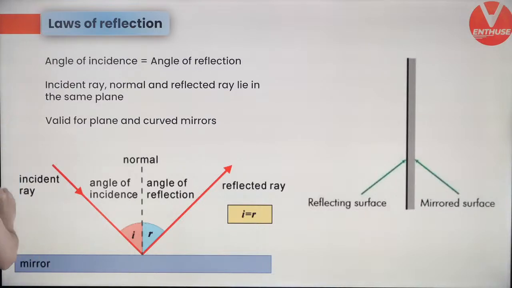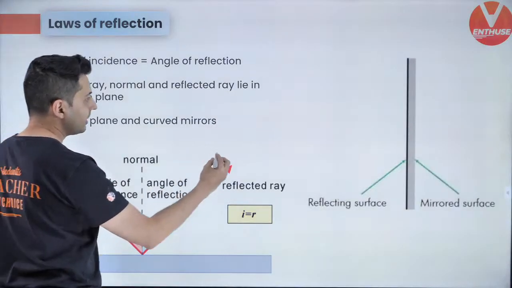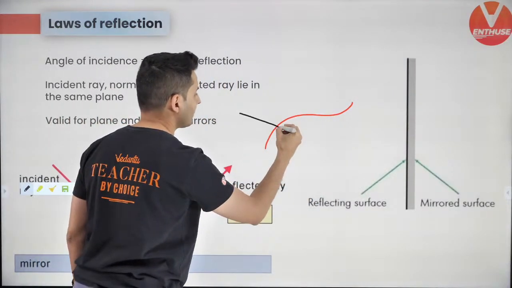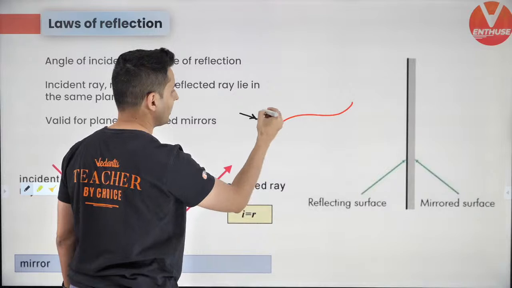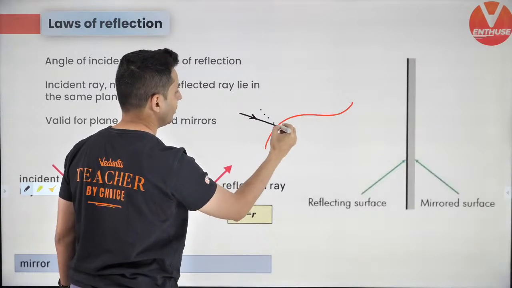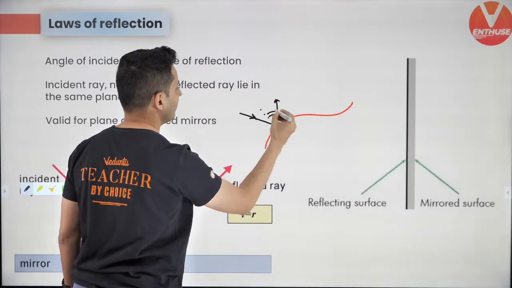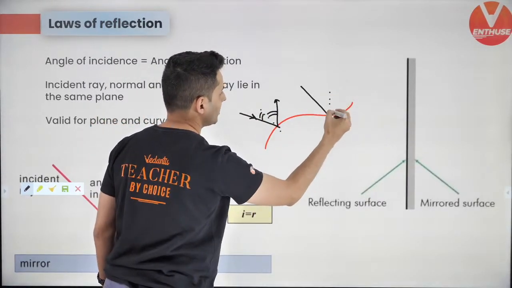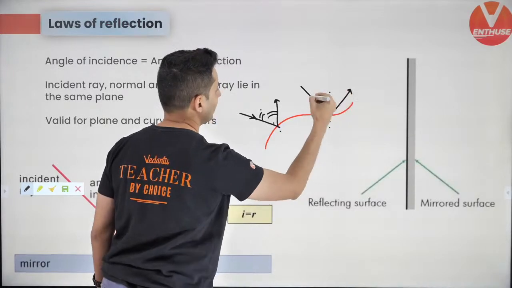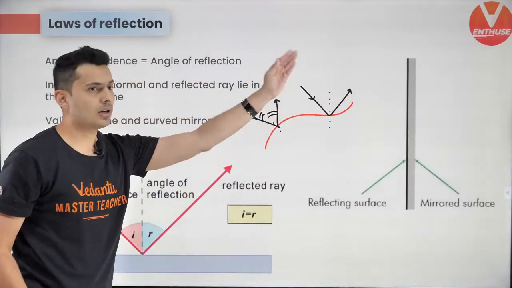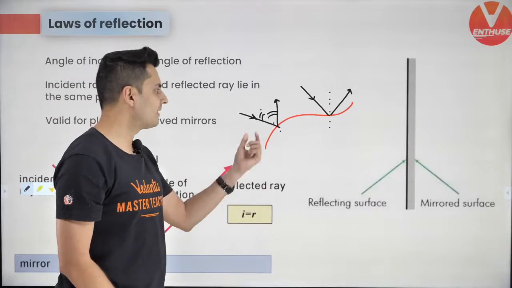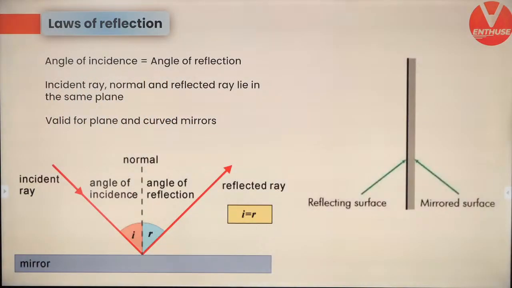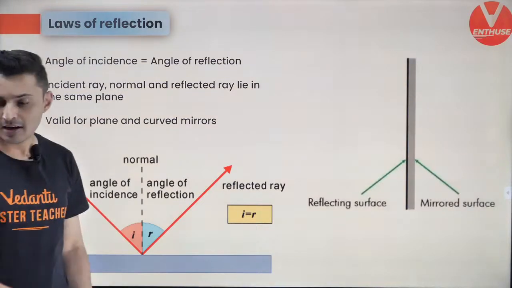But understand, even if the surface is curved, and you have a ray which hits over here, this is the incident ray, if you draw a normal at that point, you will see the reflected ray will still obey the laws of reflection. Over here, if it hits, you should just draw a normal and again show the reflected ray. So it's valid even for a curved mirror, because a curved mirror is also made up of small plane mirrors. Okay, so that is your law of reflection. I hope you guys are understanding this.